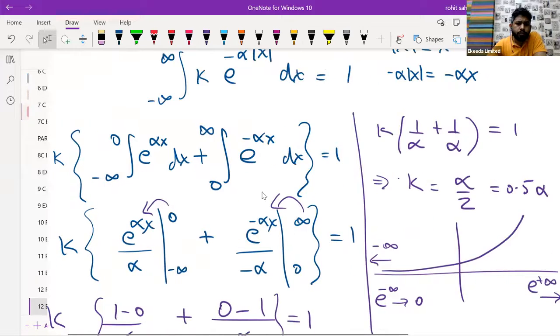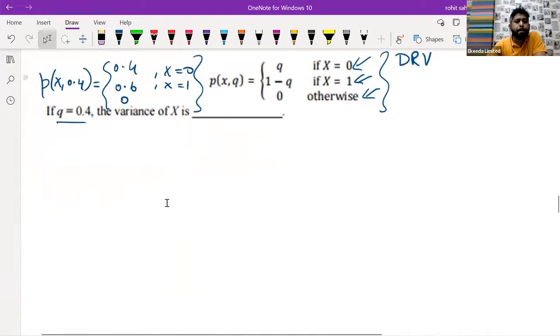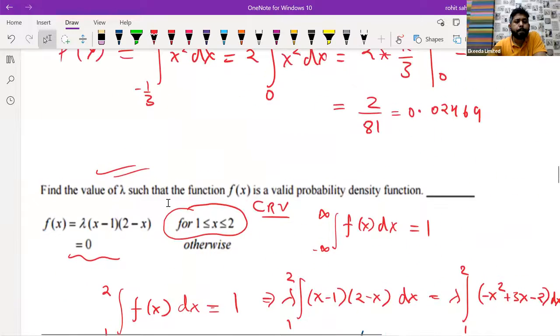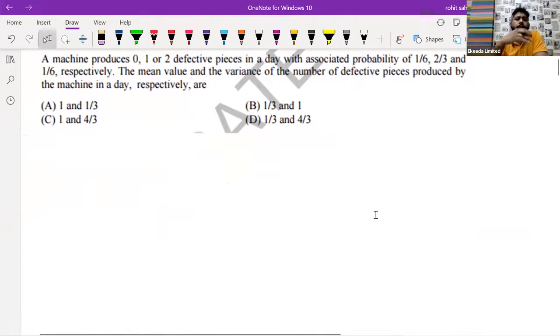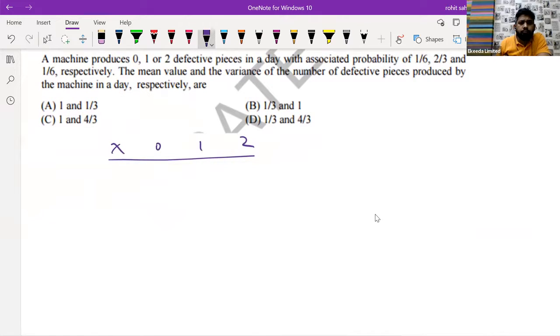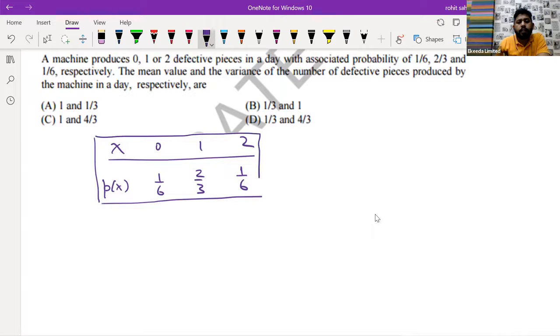Now let's see some of the questions जो अभी छोड़ा था. Let's start with this one. Machine produces 0, 1, 2 defective. ऐसा करो फटाफट इसके एक टेबल बनाना स्टार्ट करो. If you see something like that, x is 0, 1 and 2. Then the density: this is 1 by 6, this is 2 by 3, this is 1 by 6. The mean and this. Okay, fine. This is your probability density table.